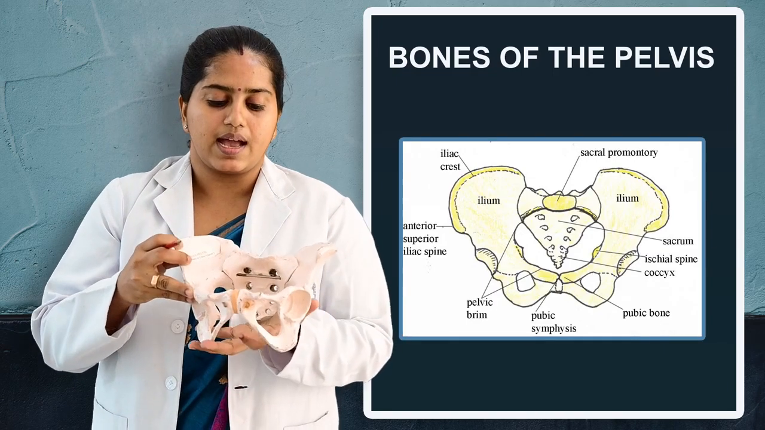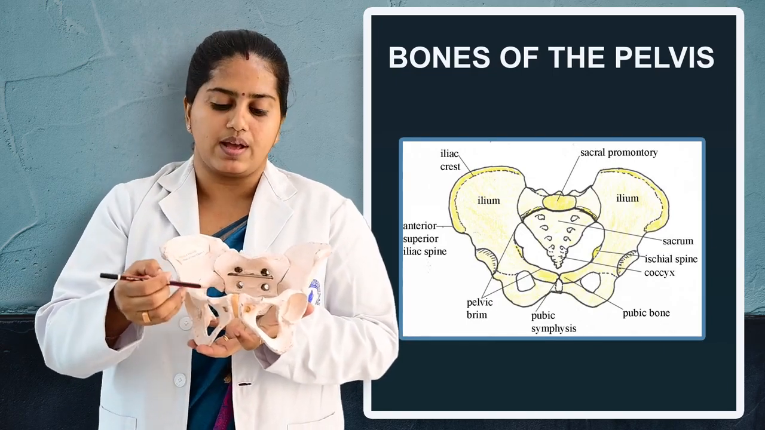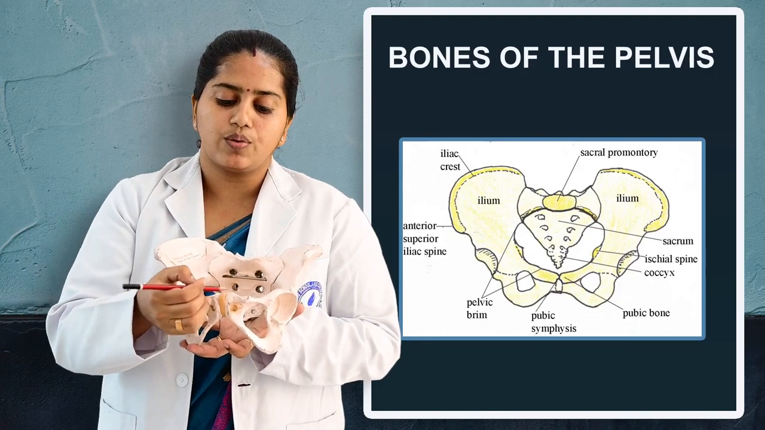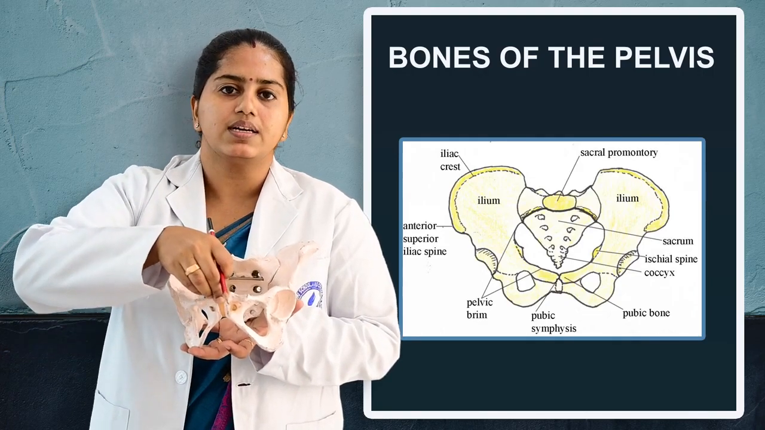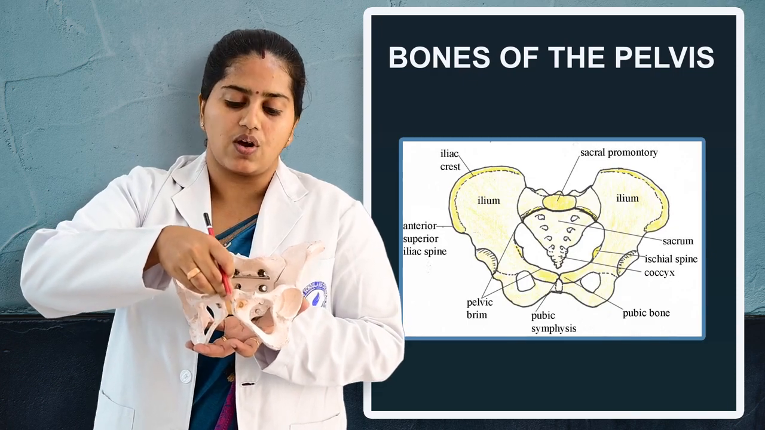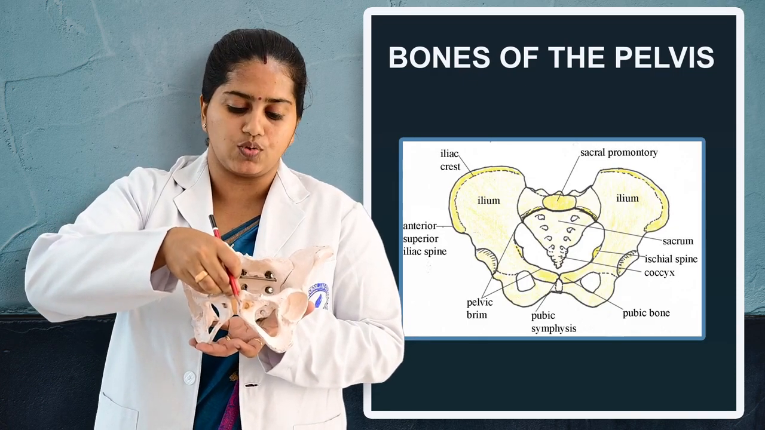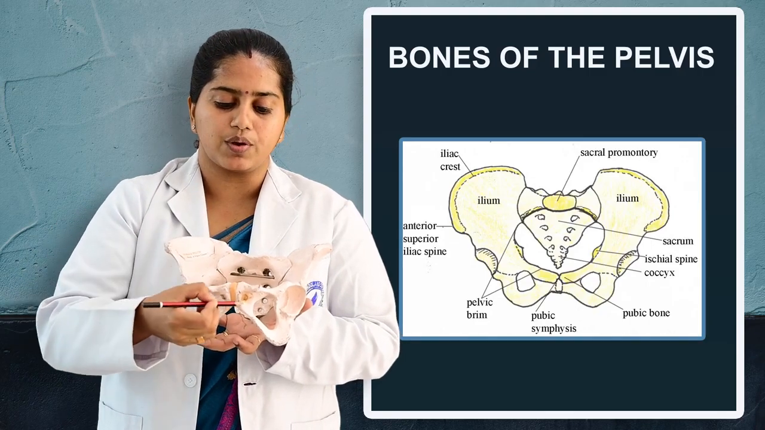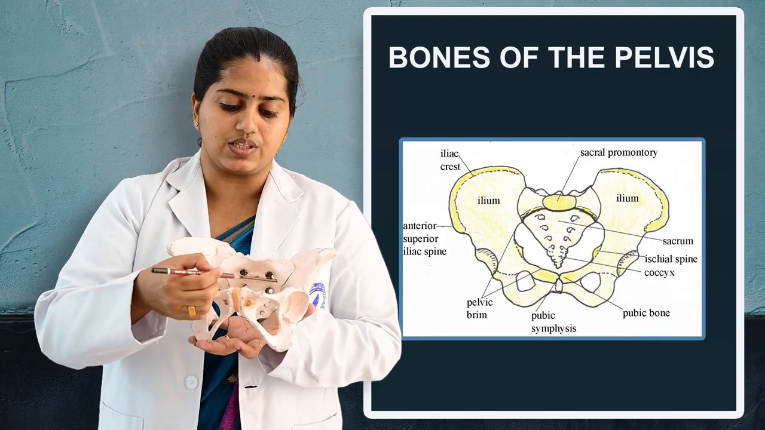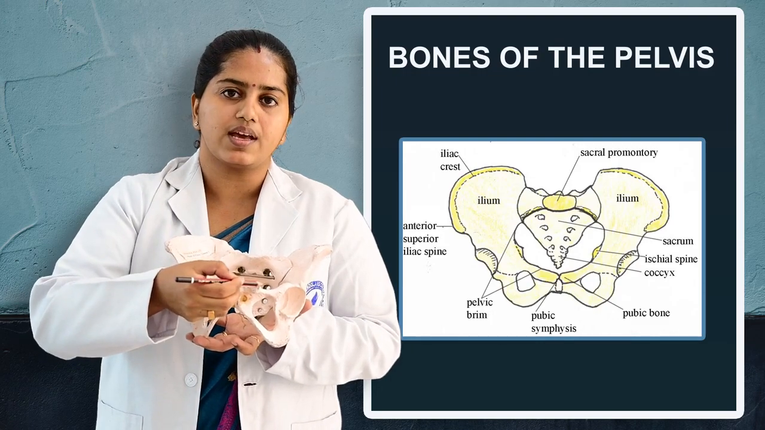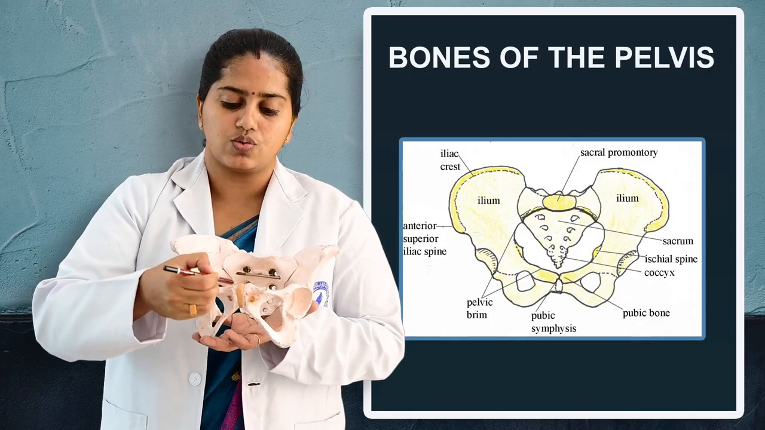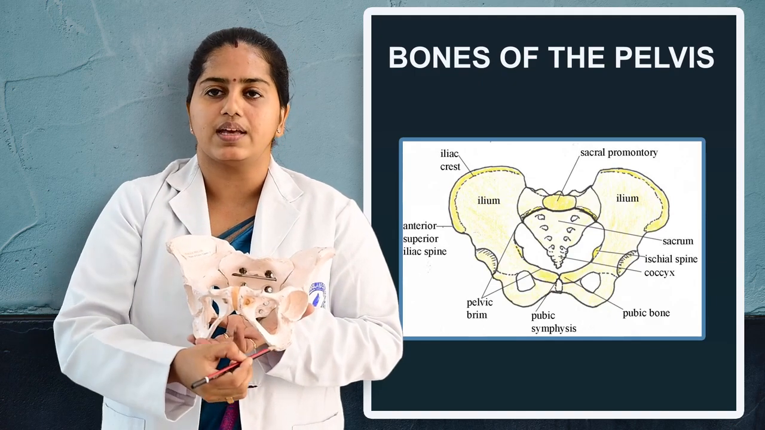Then next we will see the anterior part of the innominate bone. The anterior part of the innominate bone is known as the pubic bone. Here the 2 pubic bones are connected by a fibrocartilaginous joint that is known as the symphysis pubis. The pubic bone consists of 2 parts: the body of the pubic bone, then the rami. The rami consist of the superior rami and the inferior rami. Here there are 2 superior rami and 2 inferior rami.